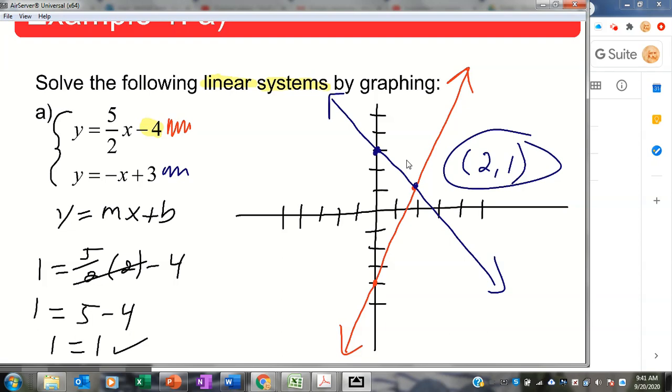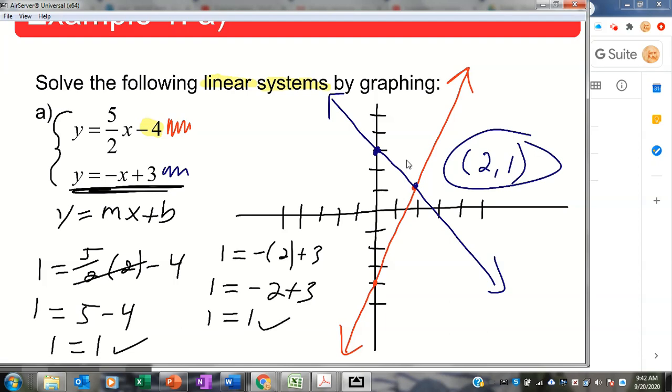Now we're going to double check the second equation. So it's y equals negative x plus 3. I took this second equation right here and I substituted the point (2, 1). So you can see I have 1 equals -2 plus 3. 1 equals 1. So that worked as well. So what's that tell us? Well, we substituted that point in, and we got a true statement from both of those equations. So that tells us our ordered pair (2, 1) is indeed a solution to the system.